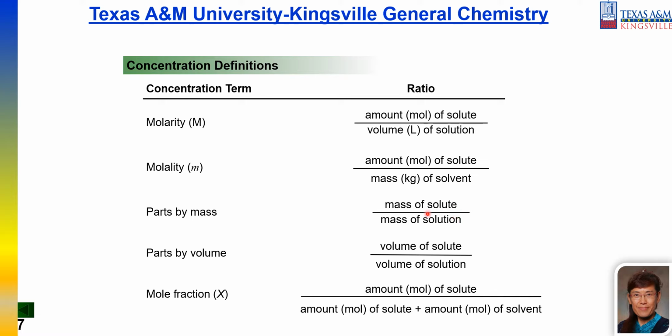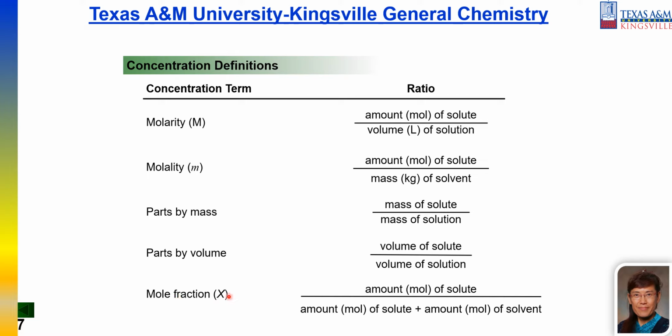Parts per mass, you use the mass of your solute divided by mass of your solution. This parts per mass by itself usually is unitless. Sometimes you use ppb, ppm. ppm means parts per million, 10 to the power negative 6. ppb, parts per billion, 10 to the negative 9. And also you have something called parts by volume. You use the volume of your solute divided by total volume of your solution.